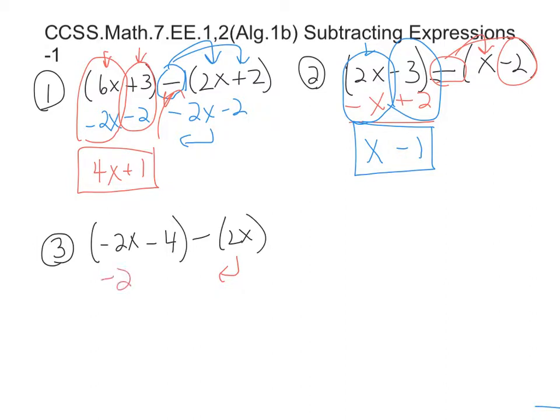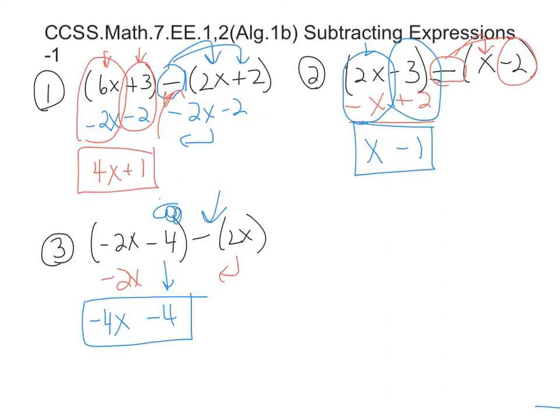So bring it down, line it up with your terms, and you have nothing to line up over here, so you just do it. So negative 2x minus 2x is a negative 4x. That's like saying, I owe my mama $2, I borrowed another $2, now I owe my mama $4. And bring this right down. So your answer is negative 4x minus 4. But the negative on the outside changes everything inside that parentheses.